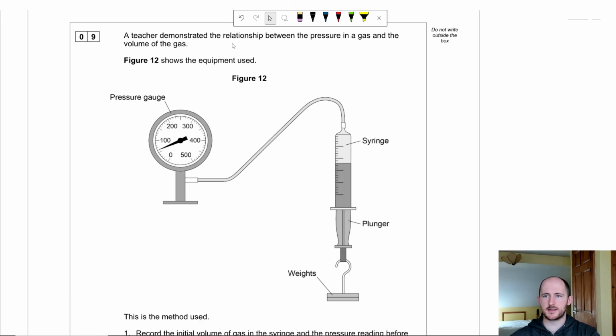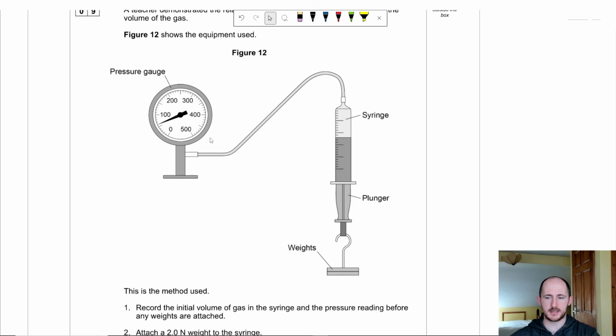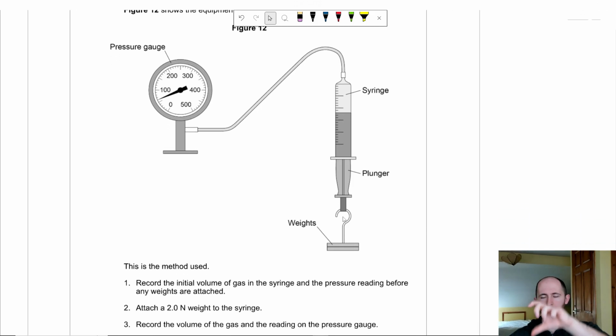A teacher demonstrates the relationship between the pressure in a gas and the volume of gas, and this is the equipment used. So as you make the volume in the syringe bigger, the pressure should drop, and as you push the plunger in, the pressure will increase. And they put weights on here in order to pull the plunger out by different amounts.